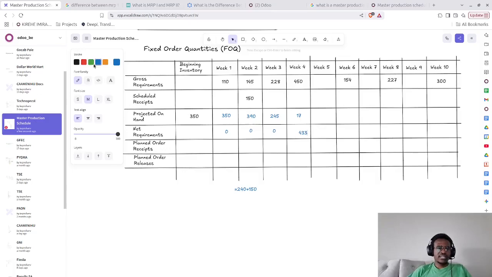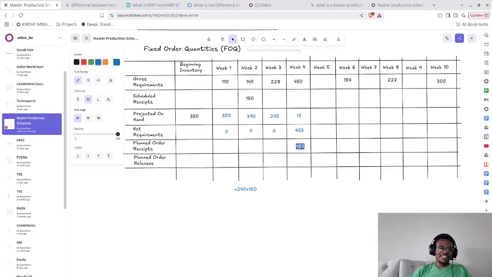I'll put that in blue. So I have a net requirement of 433. So I need to receive the 433 bikes in week 4. But now here's a master production schedule. So I need to receive 433.